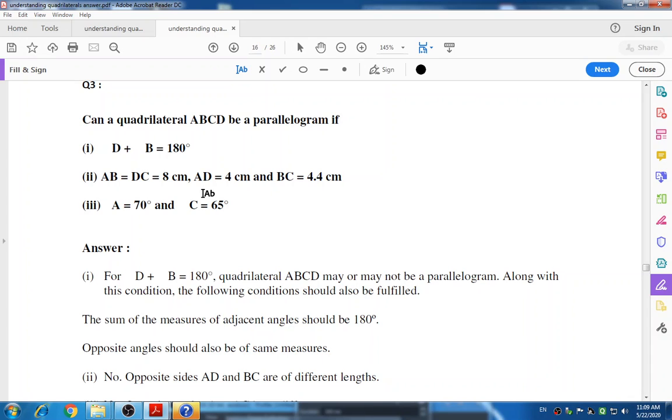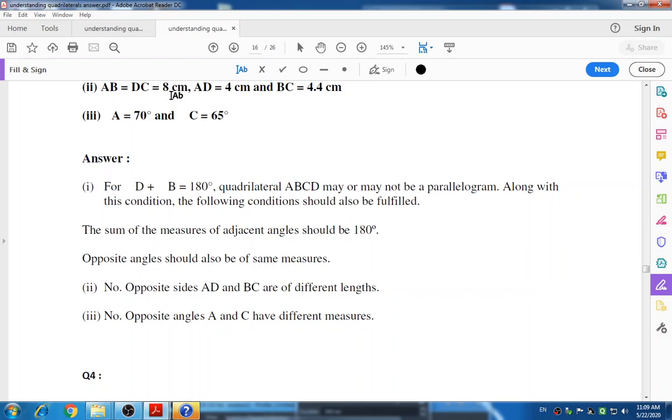AB is equal to DC is equal to 8 centimeter. AD is equal to 4 centimeter and BC is equal to 4.4 centimeter. No, because opposite sides are of different length, and in a parallelogram they are always equal in measure. Angle A is 70 degree and angle C is 65 degree.